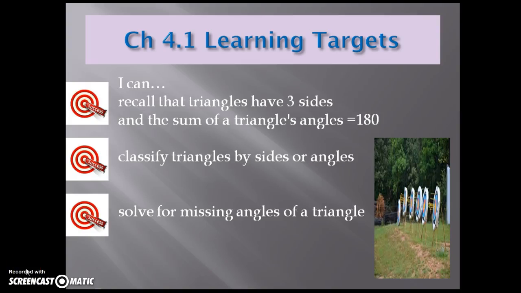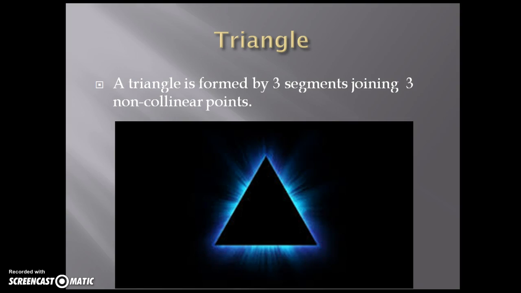This is chapter 4.1. We're going to continue to learn more about triangles today. Target number 1 is, I can recall that triangles have 3 sides, and the sum of a triangle's interior angles equals 180 degrees. You're going to be able to classify triangles by sides or by angles, and you're going to be able to solve for missing angles of a triangle. A triangle is formed by 3 segments joining 3 non-collinear points.